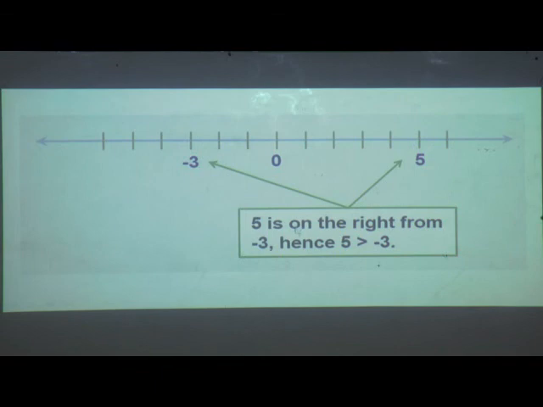So 5 is on the right. Yes, so it is the greater number, right? Hence 5 is greater than minus 3, because we know that if we move towards left, minus 3 is smaller, and if we move towards right, 5 is greater. Hence we can tell that 5 is greater than minus 3.